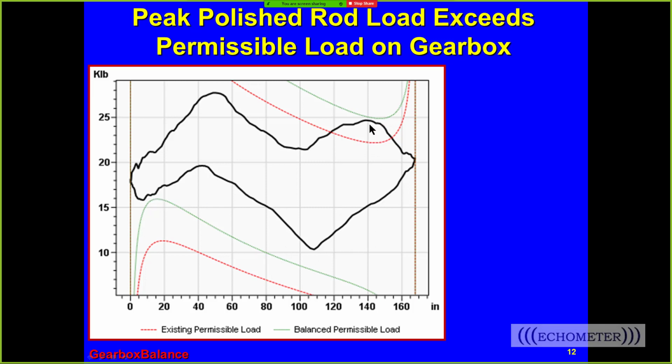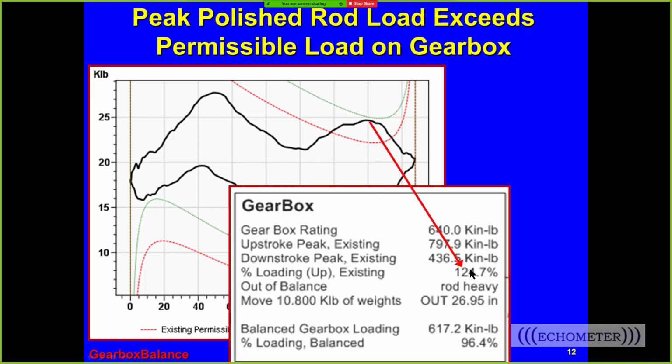So if you look at this, you say, gosh, that's quite a bit of overload. The dynamometer report in TAM says this is a 125% loaded pumping unit gearbox, or 25% overload, and the rods are way too heavy, rod heavy. The weights need to go out farther, and we need to move this 10,800 pounds of weights out 27 inches. And if we do that, then the gearbox is going to be loaded 96% of its rating, and the average torque loading on the upstroke and downstroke should be about 617,000 inch-pounds. So we'll drop below the 640 rating of the gearbox.